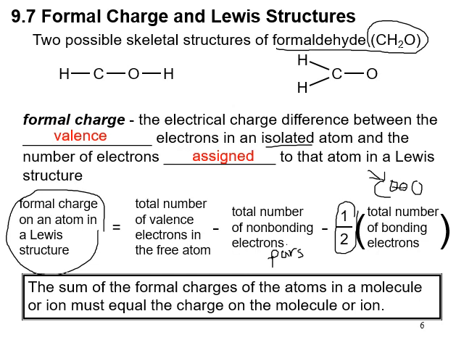So the sum of the formal charges of any of the atoms in a molecule or ion must equal the charge on the molecular ion. So if a molecule is neutral, if you add up formal charges, it must equal 0. If the ion is positively charged, then it must add up to give a positive charge. We're going to play with formaldehyde to illustrate.